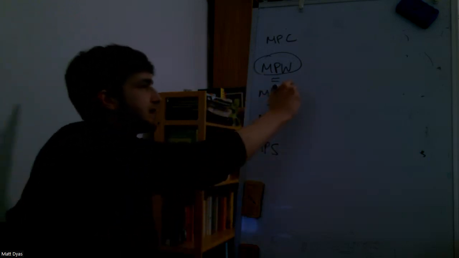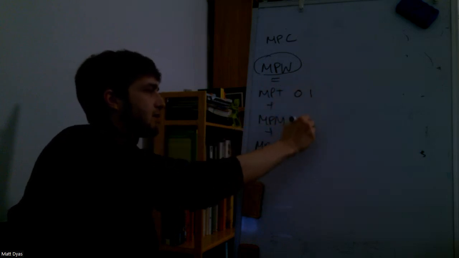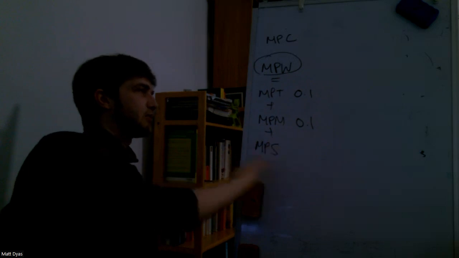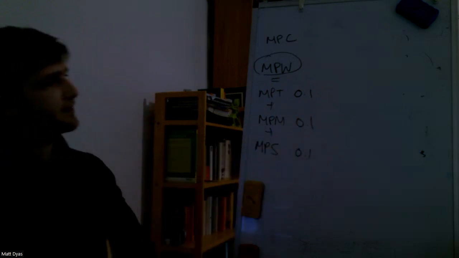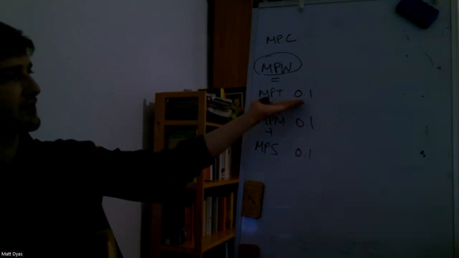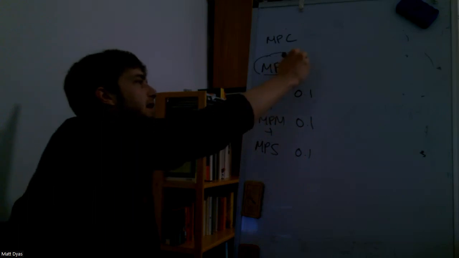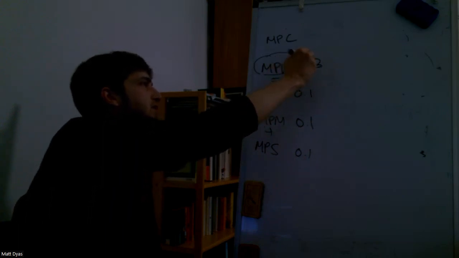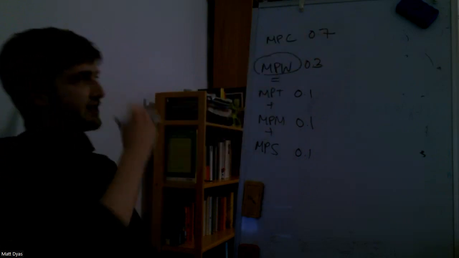So very simply, let's say tax is 10% on all income. People spend 10% of their income on imports, which is a withdrawal because it leaves the economy, and they save 10%. So if I give you £1, you have to pay 10p to the government, you spend 10p on imports, you save 10p. Then MPW is going to be 0.3, and MPC in that case would have to be 0.7.